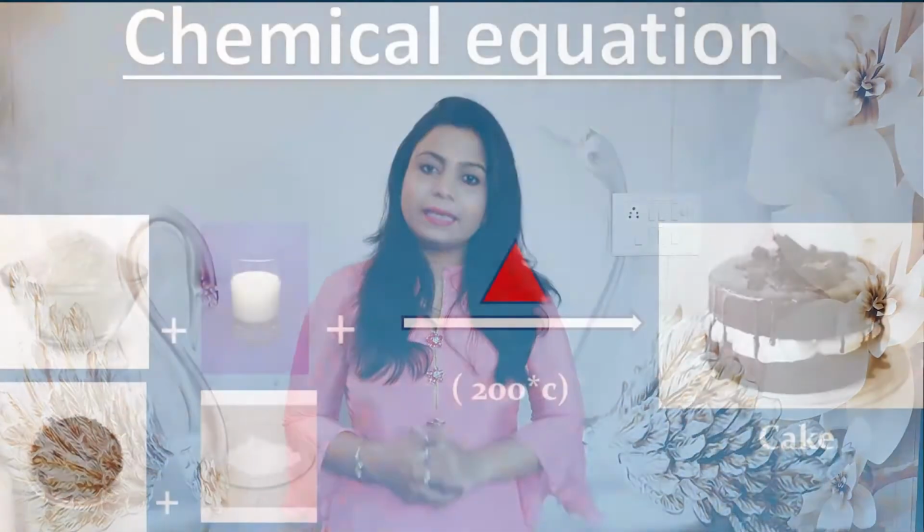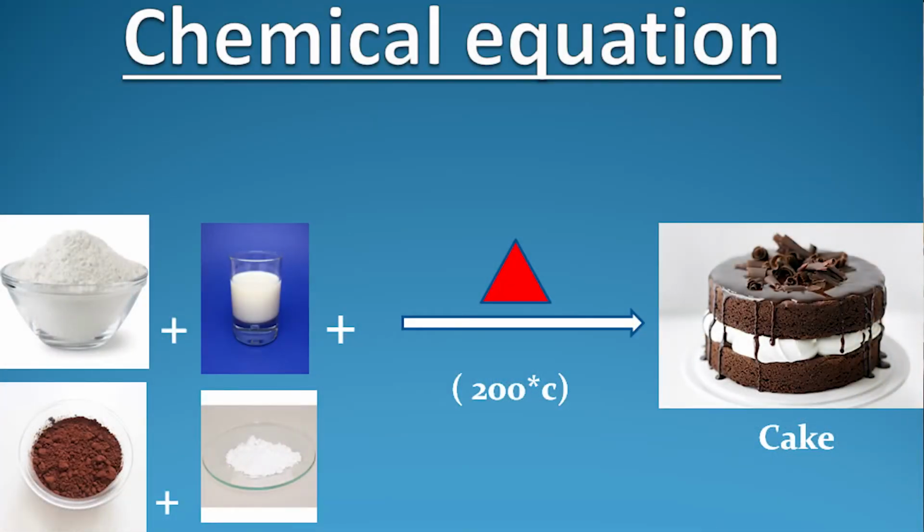Then for making the cake, what do we need? We need to give heat energy. So that heat would be written on the arrow. The amount of heat energy means 180 degrees Celsius or 200 degrees Celsius, if you are using that temperature for baking the cake. And then what is our final product? Our final product is the cake. That would be written on RHS, that is right hand side. So this is a complete way of writing the chemical equations.